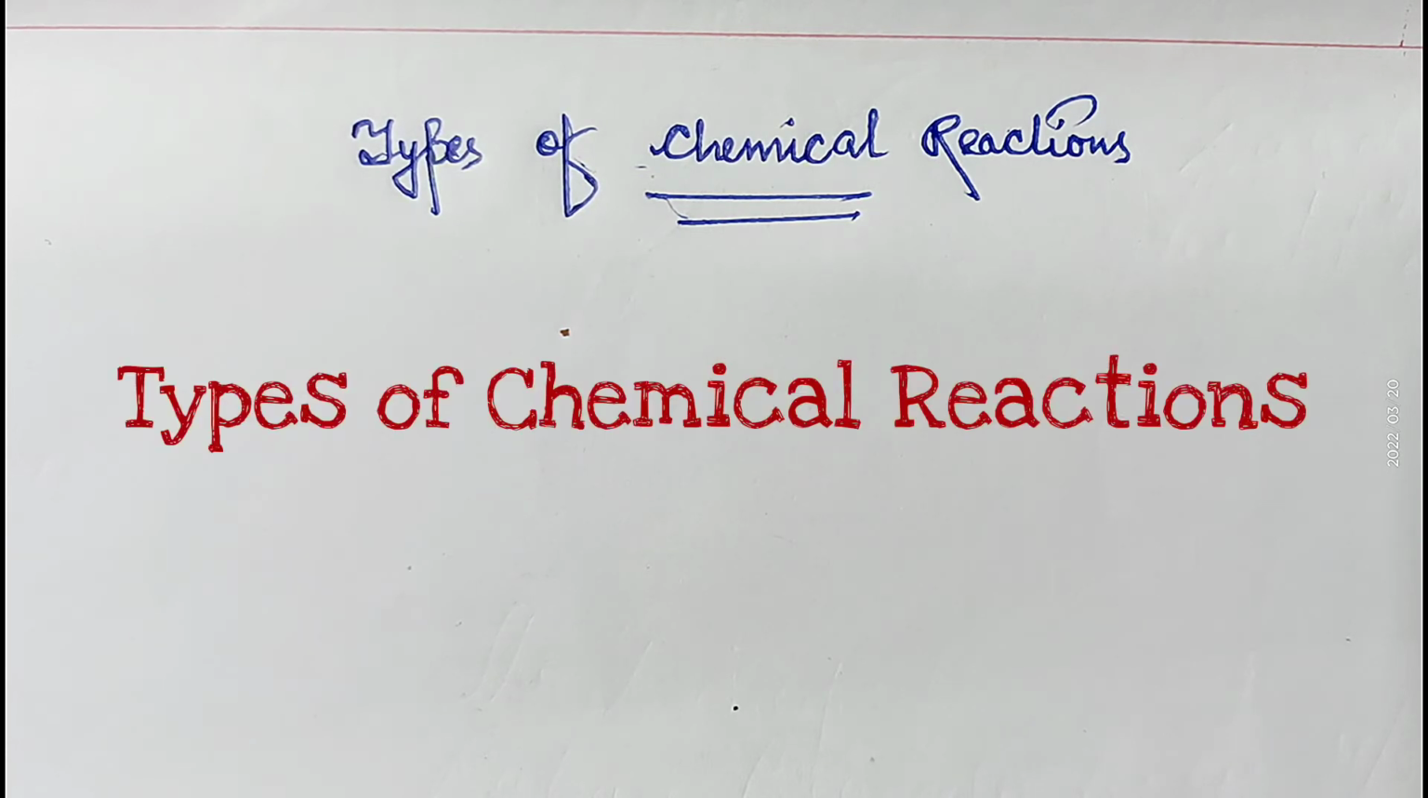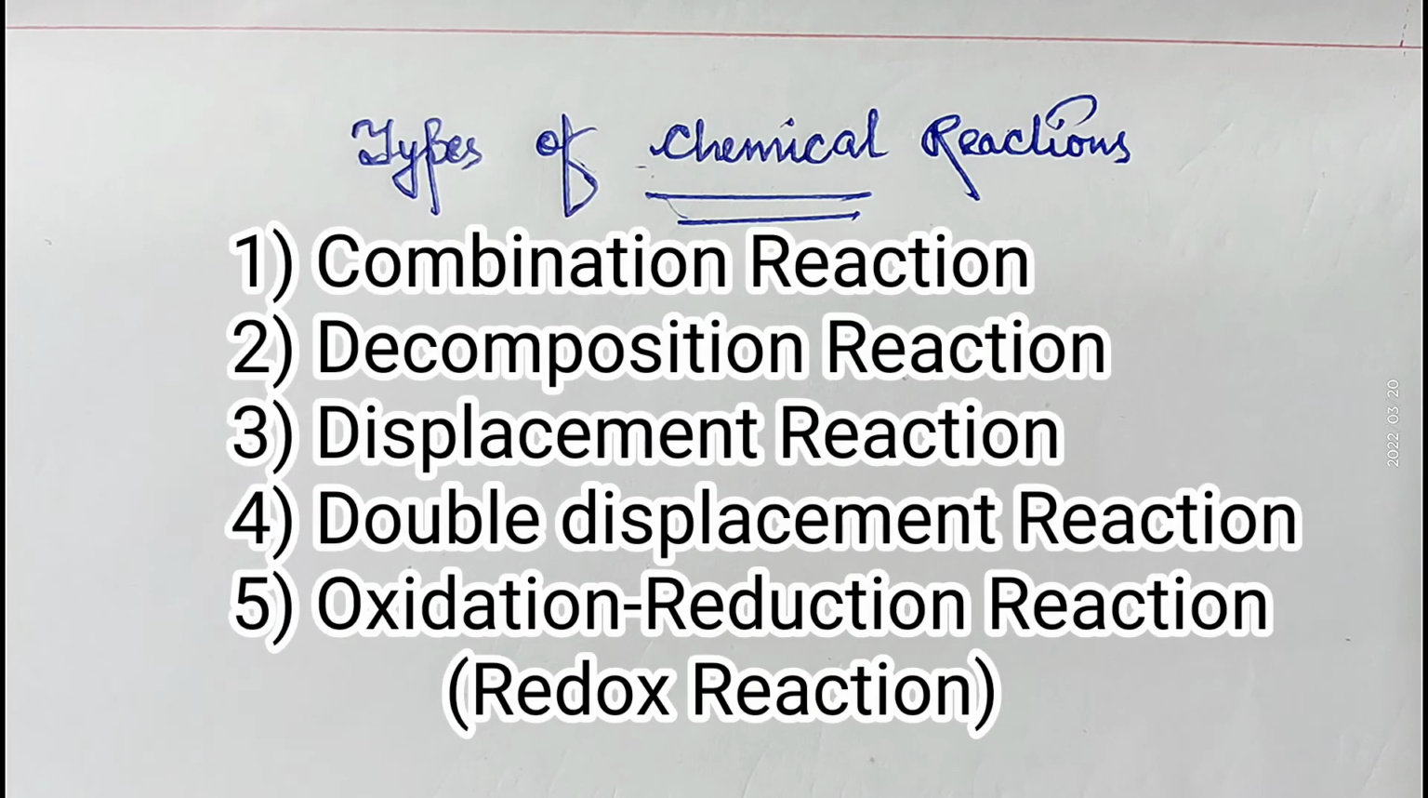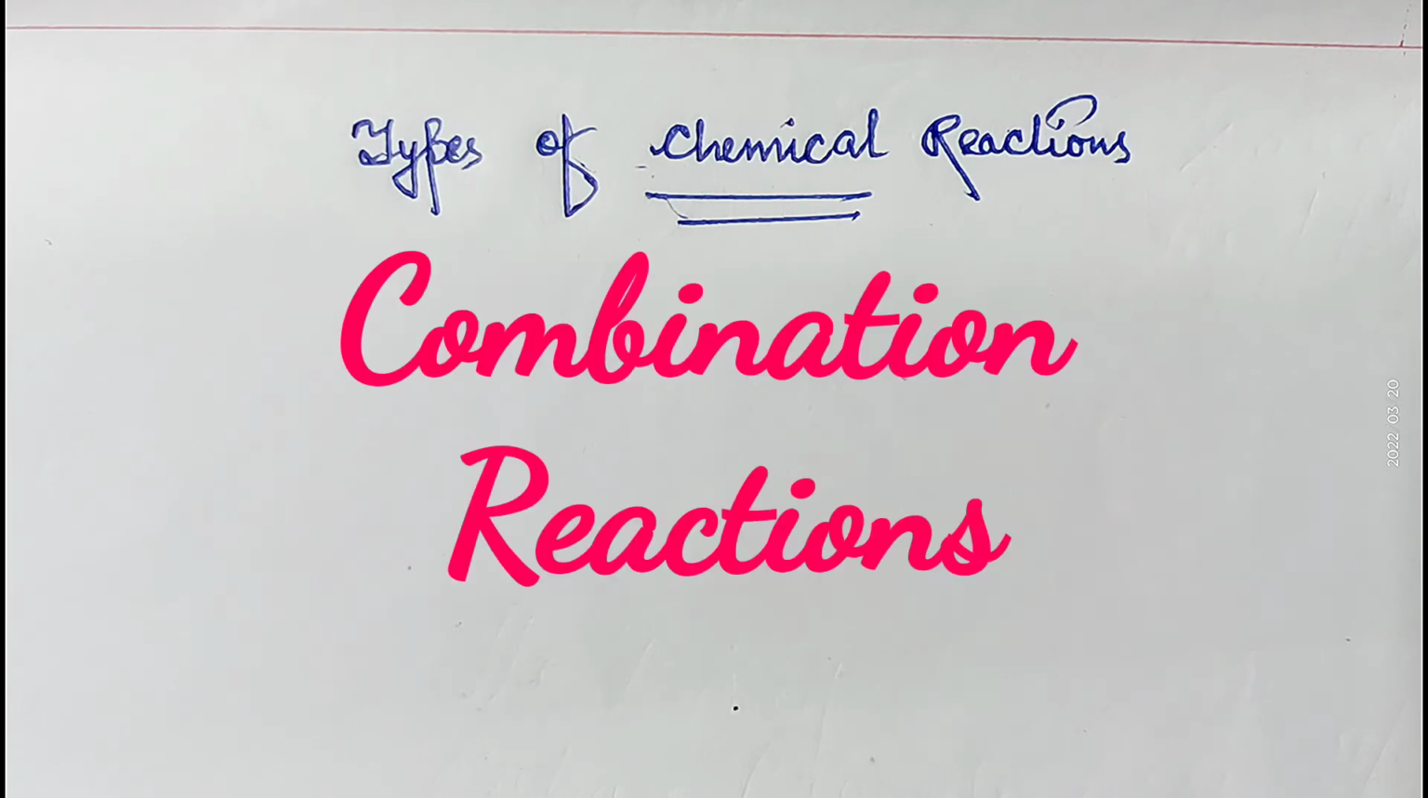Now, chemical reactions are basically of 5 types. First is called combination reaction, second one decomposition reaction, third one displacement reaction, fourth one double displacement reaction, and the last one which is called oxidation-reduction reaction, and commonly it is called redox reaction. So these are the 5 different types of reaction. So first let me discuss combination reactions.